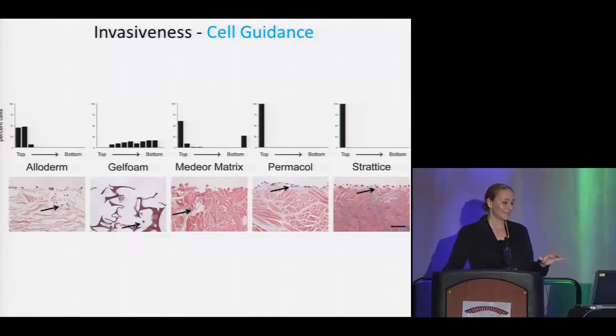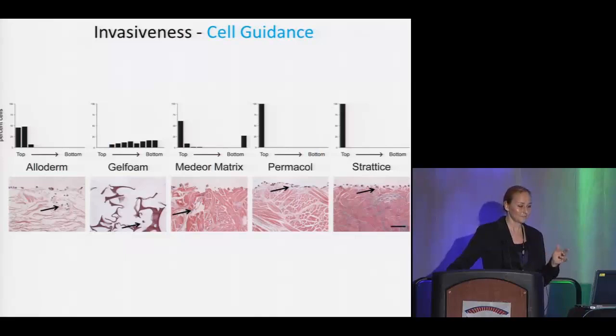Now looking at two similar materials, Permacol and Strattice, they're very, very dense. And we can see that, yes, although the cells do attach, they just don't migrate in, and the majority of the cells are on the surface. Meteor matrix and AlloDerm actually are very similar in terms of their open structure, where there is some porosity. So with Meteor matrix, the cells will start to migrate in, but also there are larger pores, so they can move to the bottom. And while AlloDerm has a similar structure, most of the cells stayed on top.